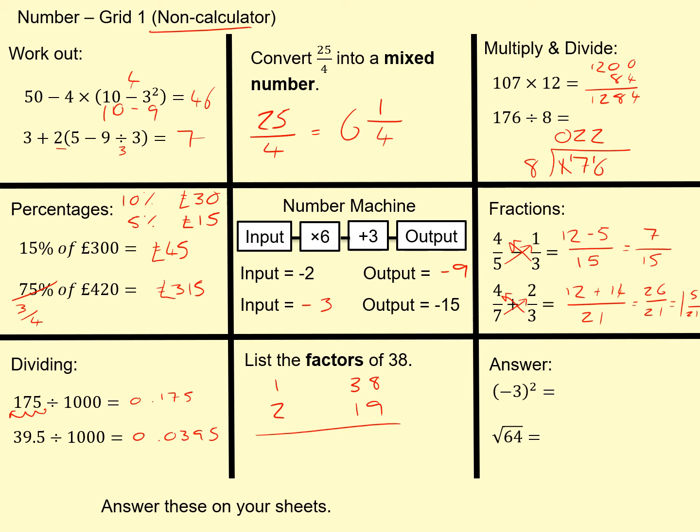Next up, what is minus 3 all squared? Now the obvious answer to say there is minus 9, but remember what it means is that is minus 3 times minus 3, and remember if we're multiplying 2 negatives together that gets us to positive, so the answer should be positive 9.